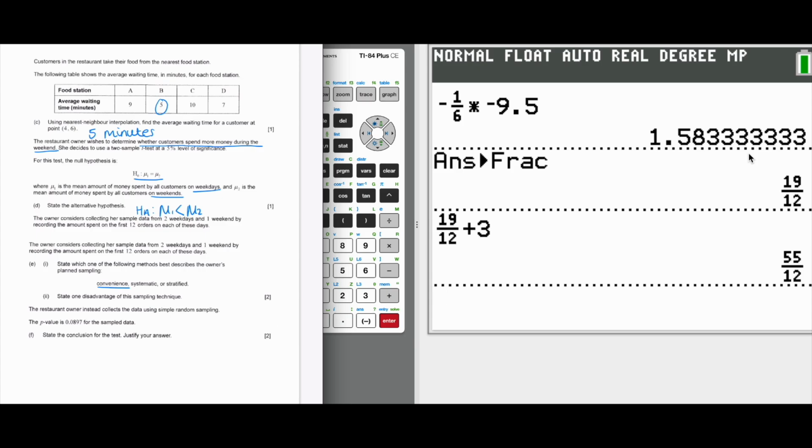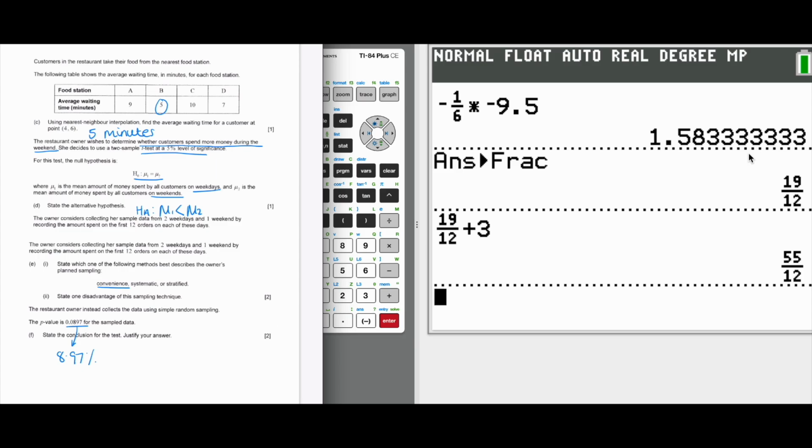And then the last question there says that they've conducted the t-test, and they found a p-value of 0.0897. And we need to state the conclusion. So at the start, they told us it was a 5% significance level, and they have found this is essentially 8.97%. So the p-value is bigger than the significance level. And when the p-value is bigger than the significance level, when the p is big, we accept.